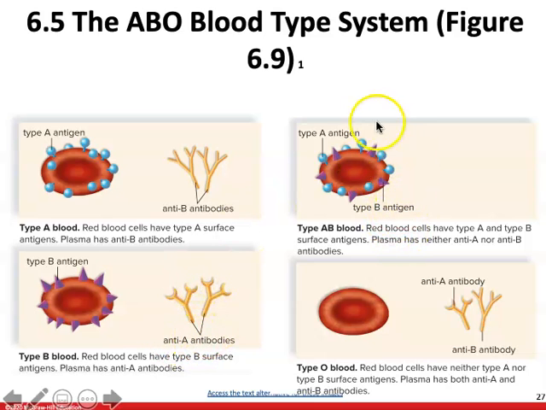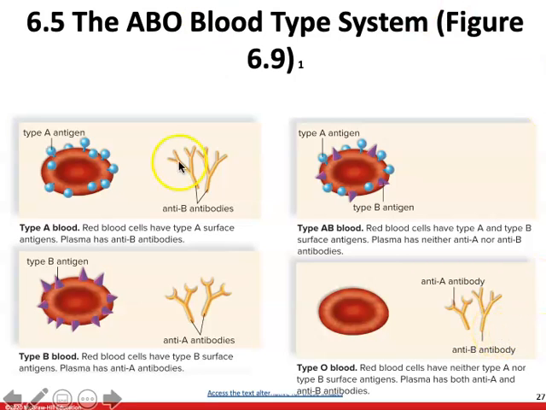Type AB blood has type A antigens and type B antigens. However, the type AB blood does not have any anti-A or anti-B antibodies. Type O blood has no antigens and has both anti-A and anti-B antibodies.